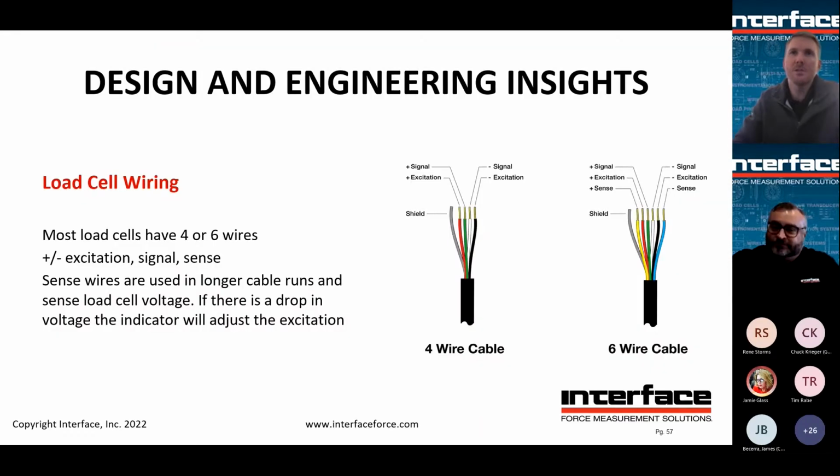All right, some technical considerations and engineering tips. So one thing to take into consideration, you're all probably familiar with your excitation and signal, but on longer runs, which is very typical in a scale setup, sense wires come into play. Sense wires are used in longer cable runs and sense the load cell voltage. If there is a drop in voltage, the indicator will adjust the excitation. So anything over 50 feet, you might see some drift. You might see just some funky numbers on the scale. So just know that, before you start troubleshooting any further, maybe swap your 4-wire cable to a 6-wire cable.